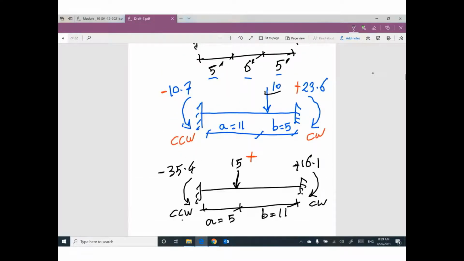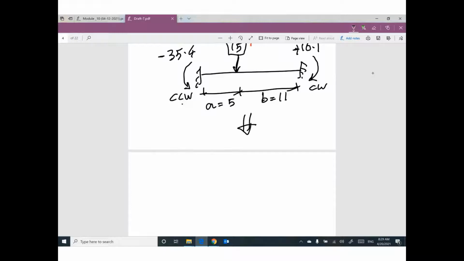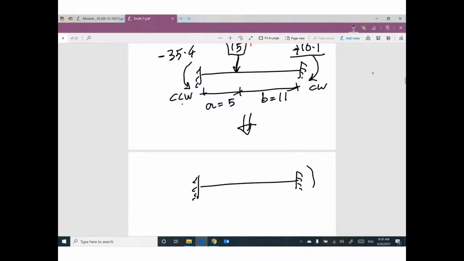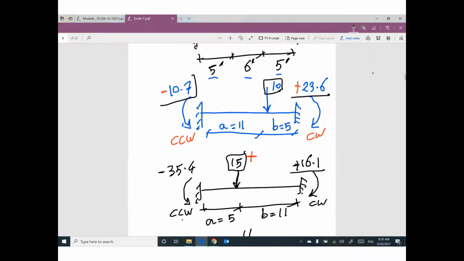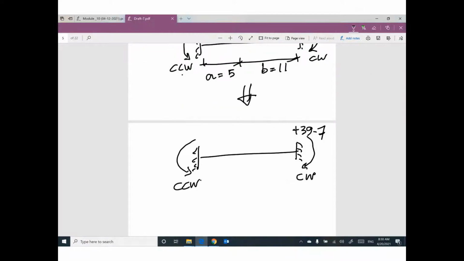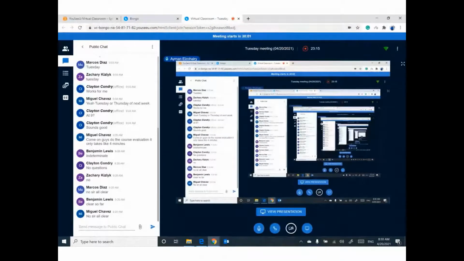Because the two concentrated loads, this one and this one, are existing at the same time, your final fixed end moment, go ahead and add the two concentrated moments. How much here? Positive 23.6. How much here? Positive 16.1. So your final value will be positive clockwise 39.7. Your value here is negative 10.7, negative 35.4. Your value will be negative counterclockwise 46.1. Here you go. Any question? Anybody has any question? Looks good.